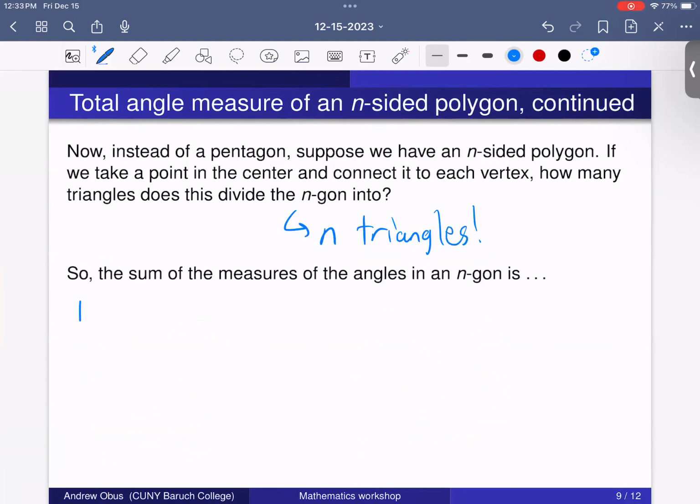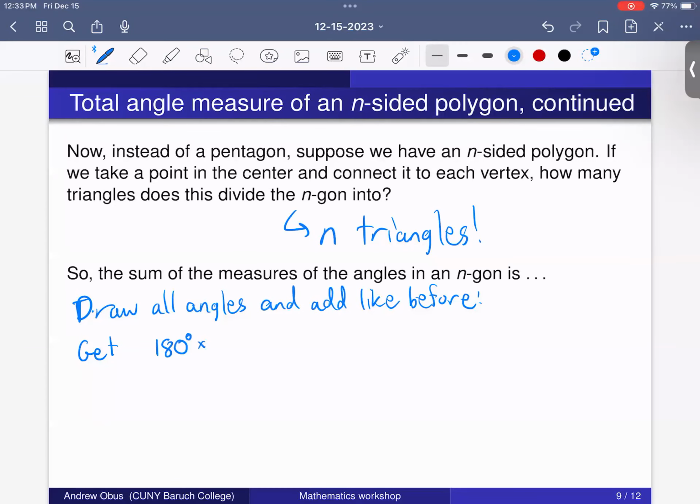And so what's the sum of the measures of the angles in an n-gon? Well, we start with the total. So if we draw all the angles like before and add them up, what do we get? We get n triangles. So we're going to get 180 degrees times n. This is the total sum.